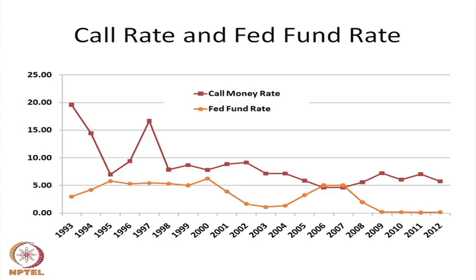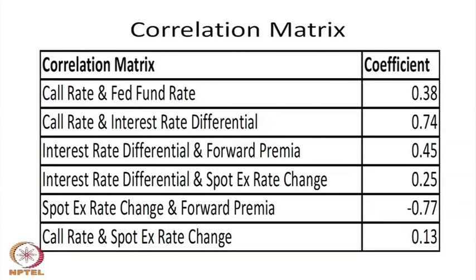So, I put the correlation matrix here. I have taken the monthly data from 93 to 2012, and tried to find the correlation of various segments or parameters of the money market along with the exchange rate market, so as to understand the interaction of these two markets and how these two market variables are correlated to each other. In this case I have taken the call rate and Fed fund rate correlation.